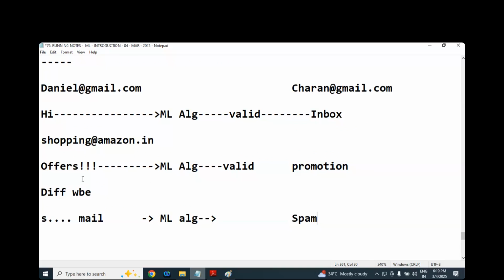Such a nice thing actually. When Gmail was first born, this technique was not available. Why? Because they didn't have data. After 10 years, they have seen a lot of mails actually. Then they created one ML algorithm. All these mails, they gave to the ML algorithm. Now the ML algorithm is recognizing: is it a valid mail or not? Is it spam or not? Is it kind of some promotion or not?